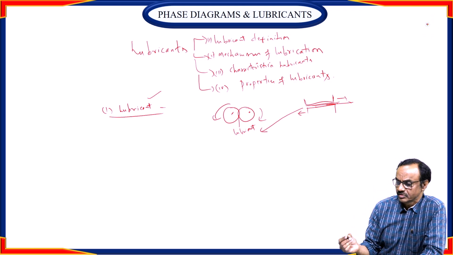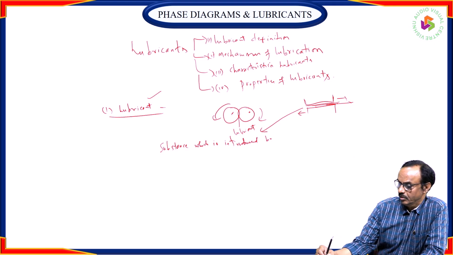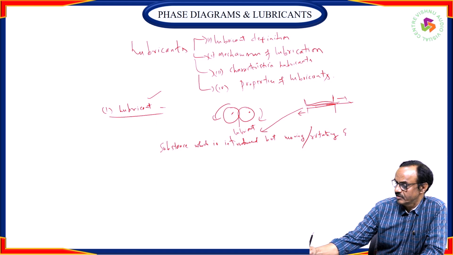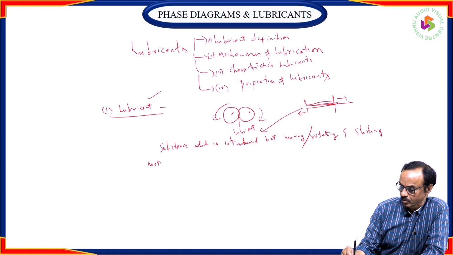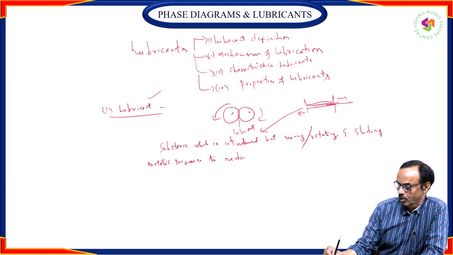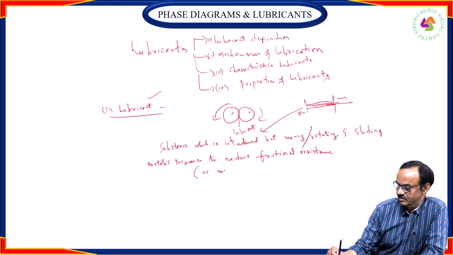Right? You can write the definition in your words. Substance which is introduced between moving, rotating and sliding metallic surfaces to reduce frictional resistance or to minimize heat generation is known as lubricant.